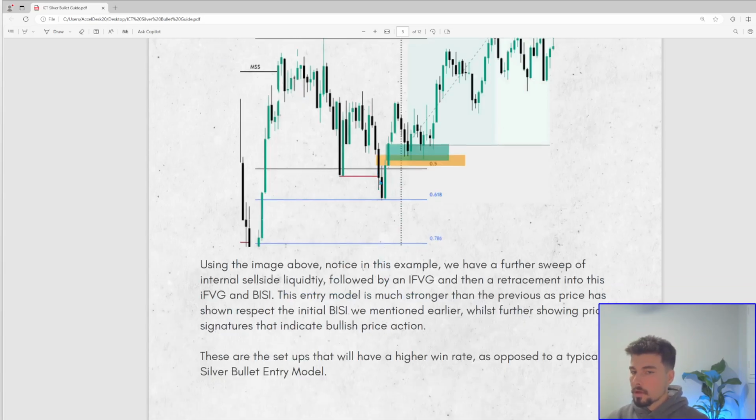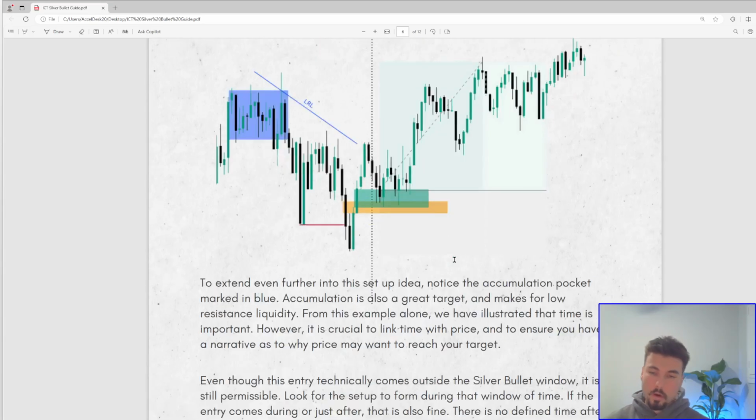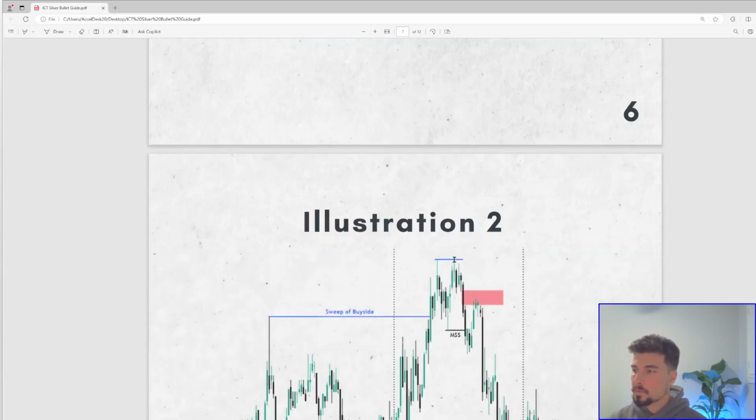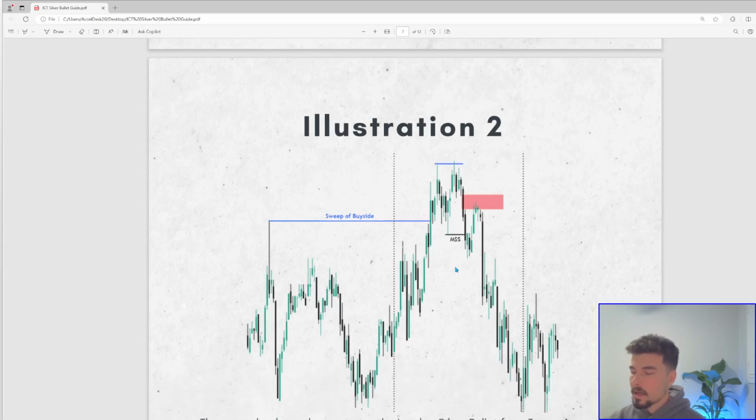You could even wait for a rejection candle or a change in the state of delivery, whatever you want to do. But again, the more confluences you have riding that trade, the more supporting elements or PD arrays, the higher the probability the trade will be, right? So that's just illustration 1, and that is from the New York AM session. This is going to be illustration 2, which is from the London session. But by the way, guys, even if you trade New York session, this will still be extremely valuable to you because it shows different PD arrays and different price signatures in action.